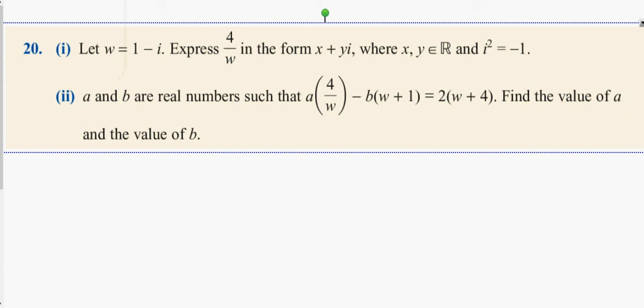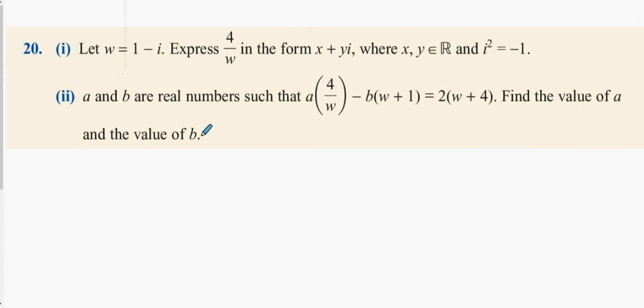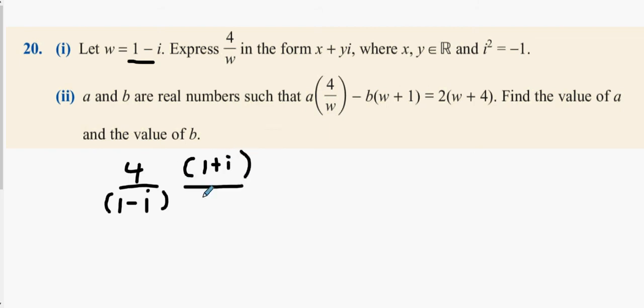Alright, we're back. Alright, question 20, anybody? Owen, what's the conjugate of the denominator here, 4 over w? The conjugate of 1 minus i? 1 plus i. Yep.